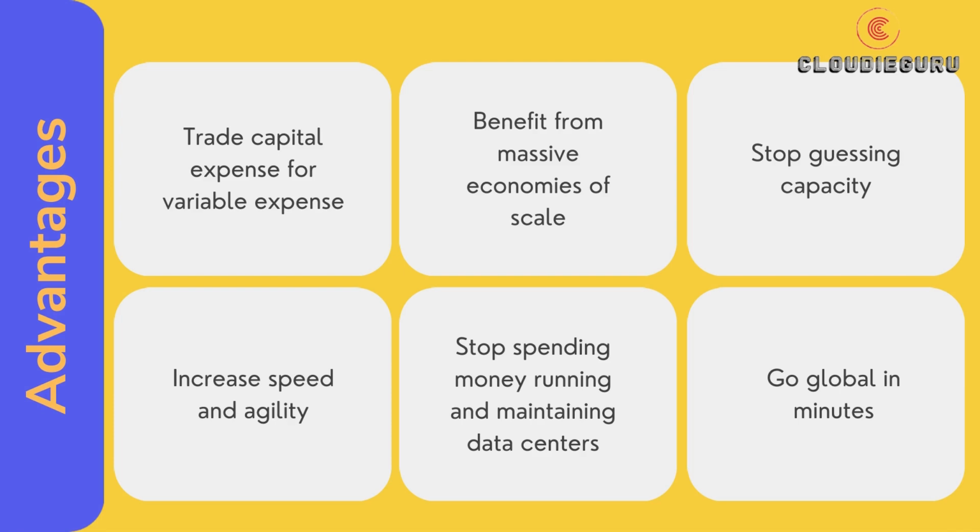Fourth is increased speed and agility. In on-premises data center, the time it takes for the resources to be available for the developers ranges from weeks to months. With cloud computing, new IT resources are only a few clicks away, reducing the availability time for resources to minutes.